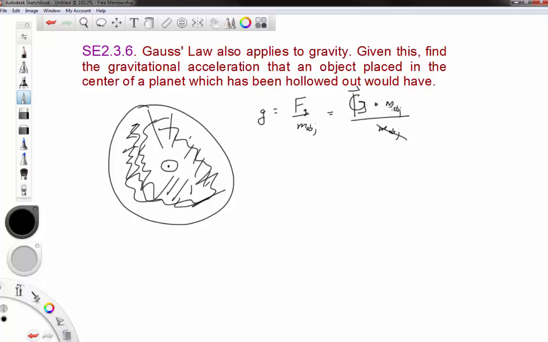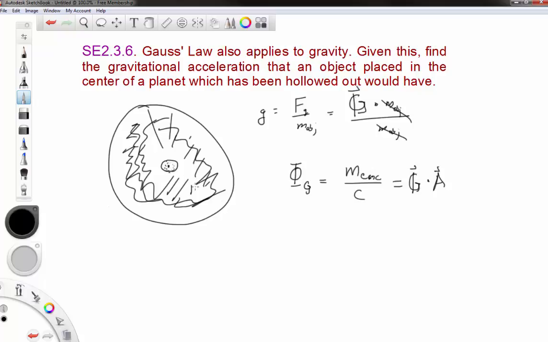So this is the force, this is the mass of the object, this goes away. So we're looking for what's the total gravitational field in here. The flux for Gauss's law applied to gravity is basically going to be mass enclosed divided by some constant, I'll call it c. And that is going to be equal to the gravitational field flux, which is like this.